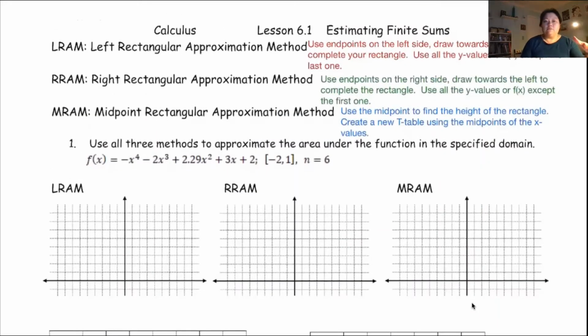Now we're going to take a look at how that's going to work out in terms of these three different ways. We're going to approximate the area under the function in the specific domain. So here is our function.